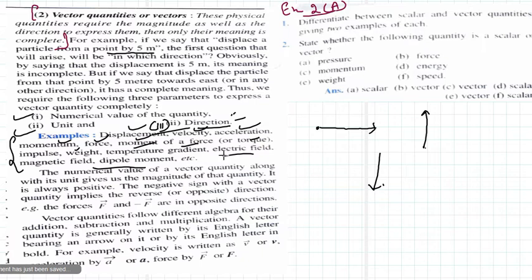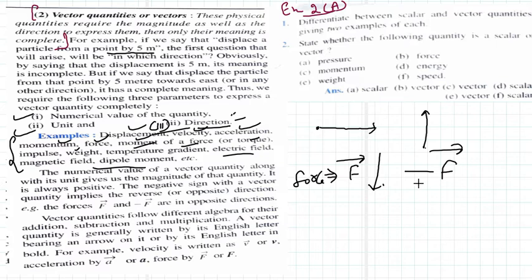Vectors are all vector quantities. Vectors are represented by an arrow over their head. If we want to represent force, force is a vector quantity, so it is represented by an arrow over F. If we want to represent the opposite direction of force, we will put a negative sign before the F.